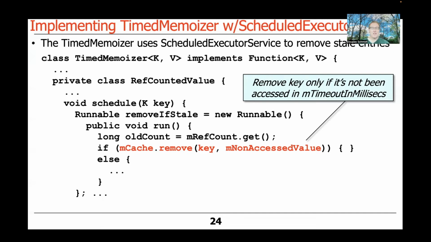So the way to think about this is, if this key value pair has not been accessed in the timeout period, in that particular case, it's considered stale and it has to be removed. So m non-accessed value is essentially a ref counted value that's given a ref count of 1. If the ref count of that m non-accessed value is 1 and the ref count of this ref counted value is 1, that means that there's been no access within the time period. So in that case, it'll atomically remove the key. That'll take it out of the map and we're basically done. We're not going to reschedule anything in that case.